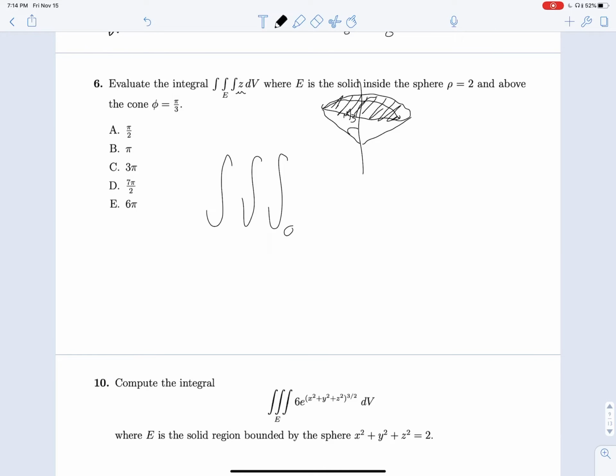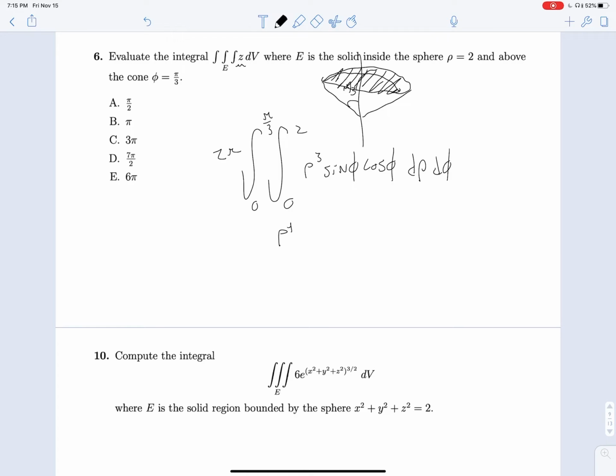So rho is going to run between 0 and 2. Phi is going to run between 0 and pi over 3. And since we're not dependent on theta, let's go set up our integrand, not forgetting the z like I did last time. We're going to get rho cubed sine phi cosine phi d rho d phi, and then we're not dependent on theta at all, so we can put a 2 pi out here.